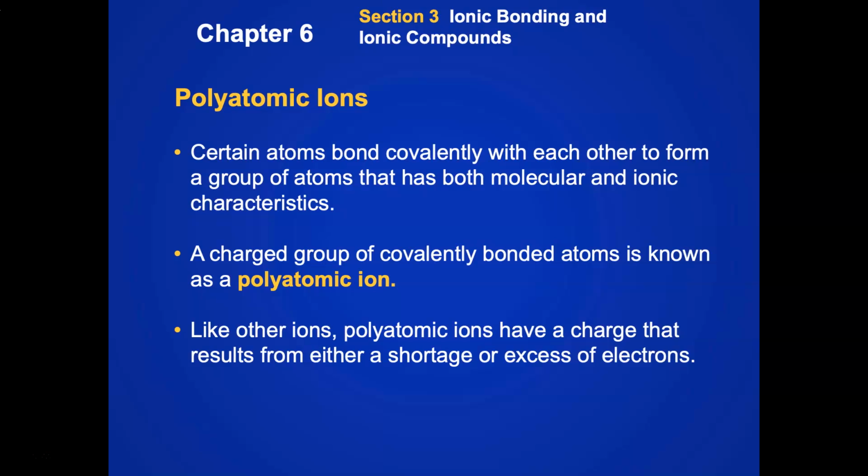So if you remember back to our section 2 activities on Lewis structures, anytime you were drawing a structure that had a negative charge in it or a positive charge in it, you were likely drawing a polyatomic ion. If it had more than one atom and they were considered covalently bonded, which is why we drew the Lewis structures, that is referred to as a polyatomic ion. Now that ion itself is going to have a charge based on whether or not it has excess or a shortage of electrons.